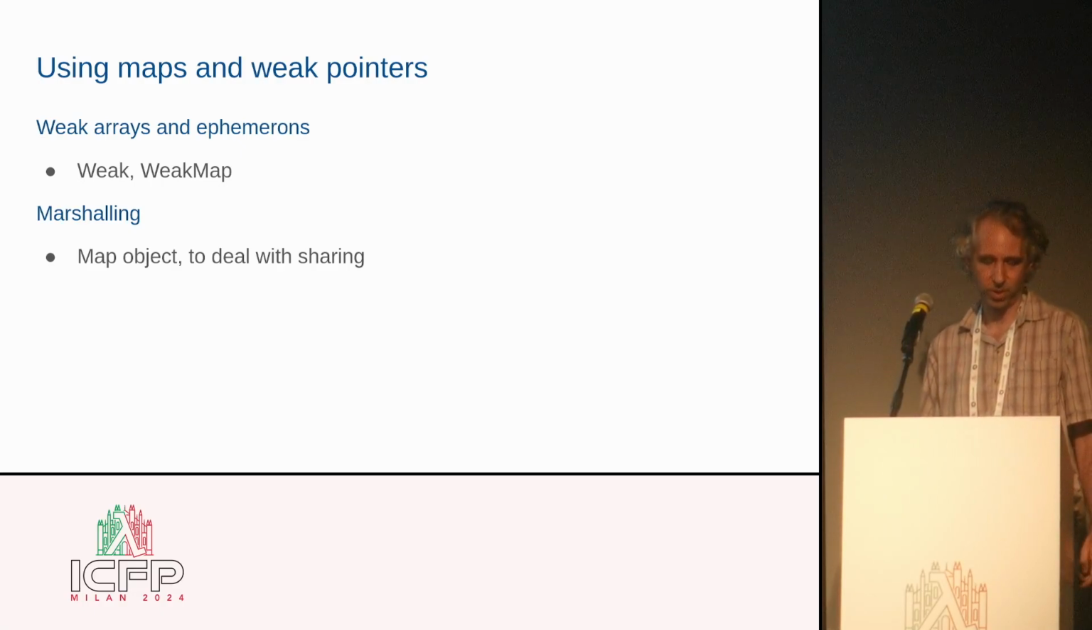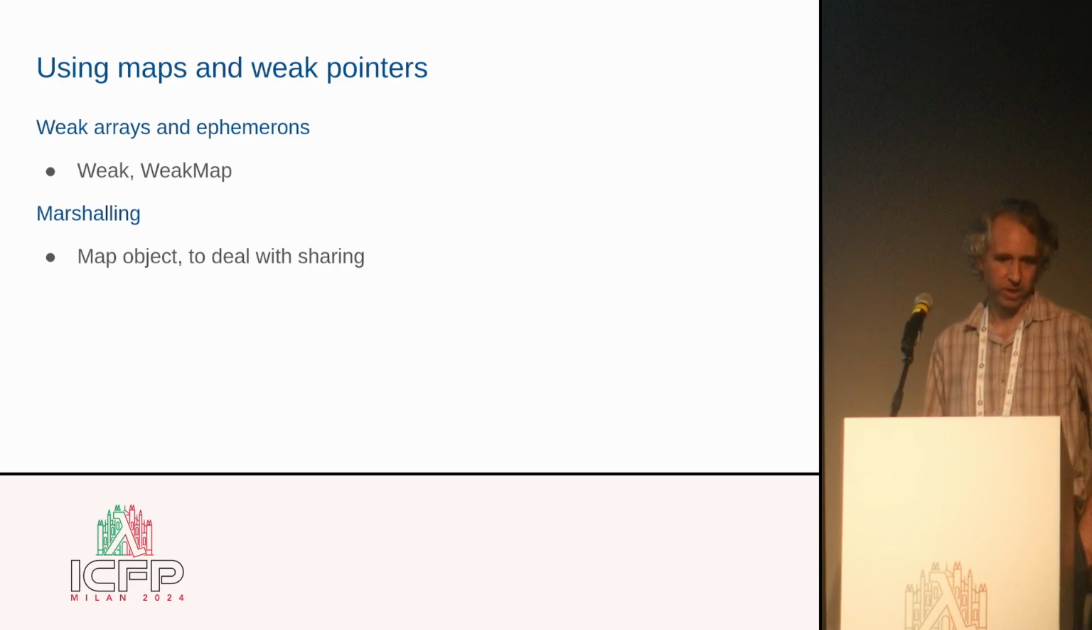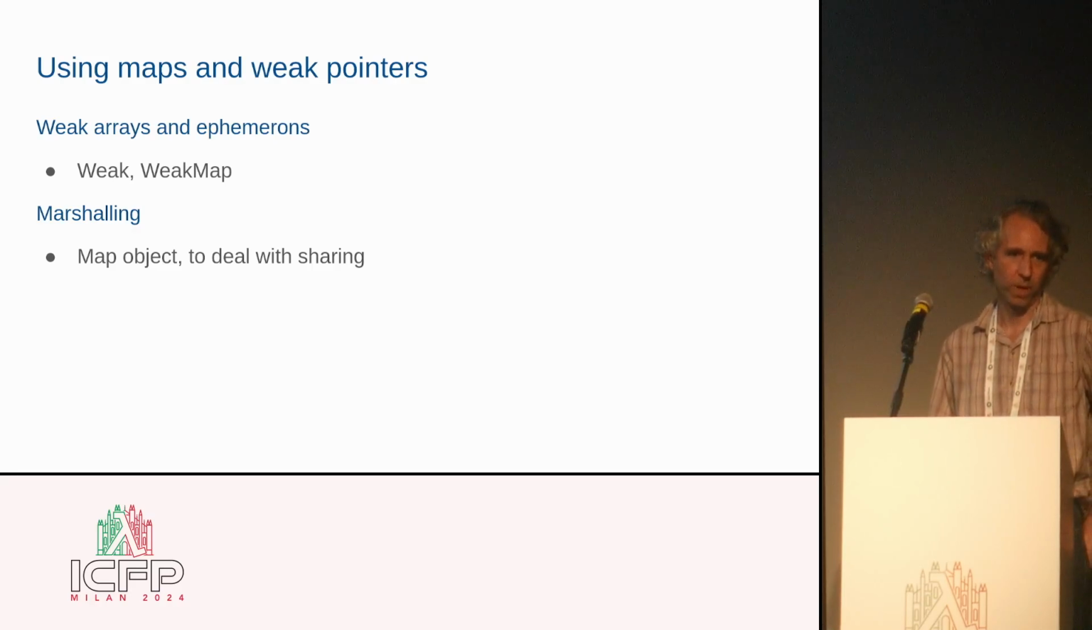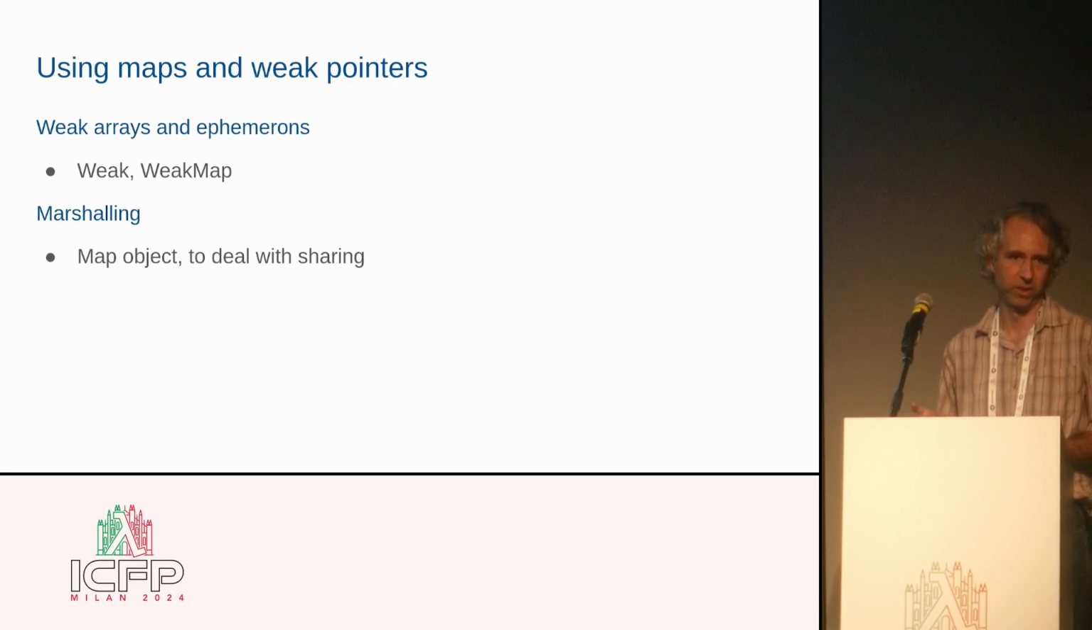WASM currently does not have weak pointers, so I'm using the WeakRef and WeakMap classes from JavaScript to implement weak arrays and ephemerons. And for marshalling, I'm using the Map object from JavaScript to deal with sharing.